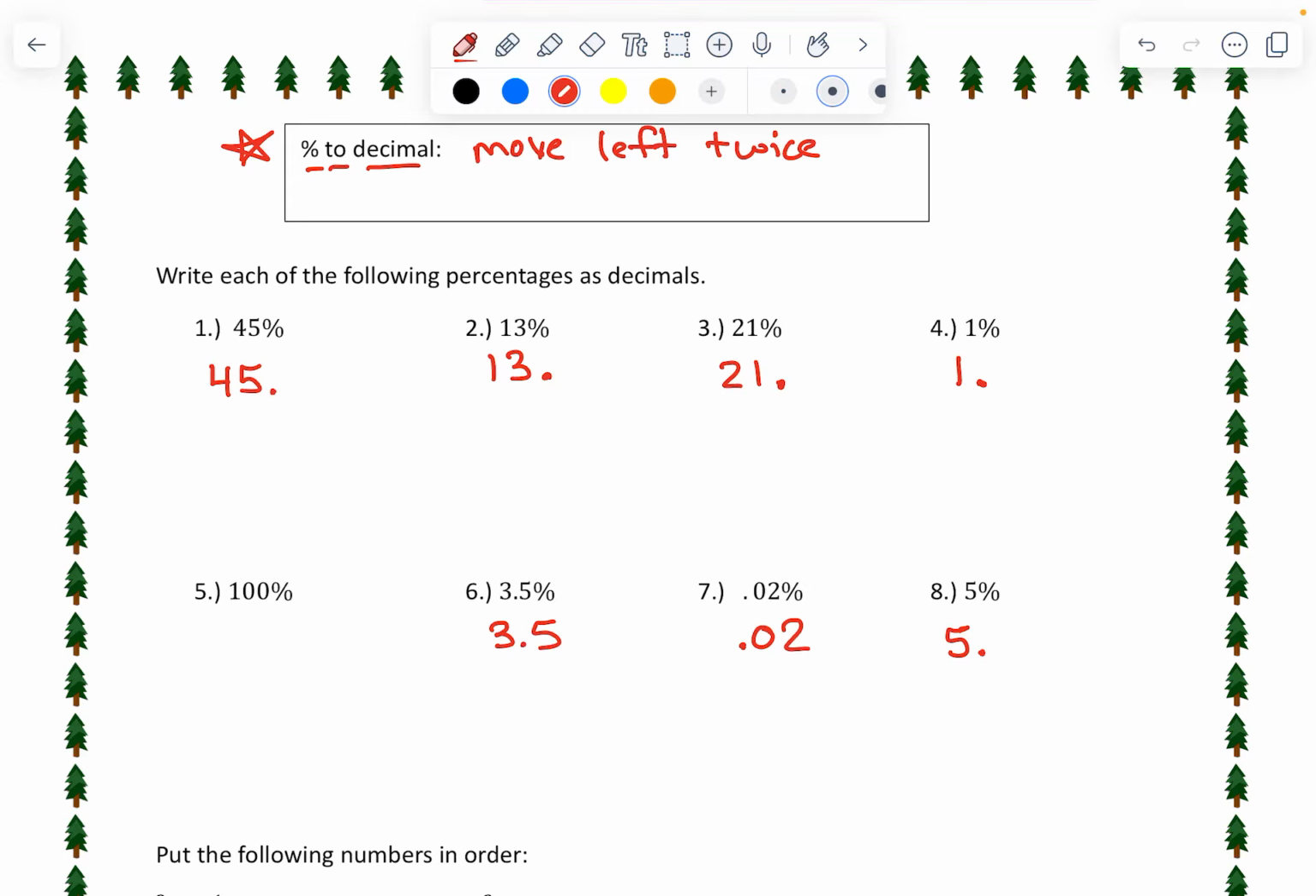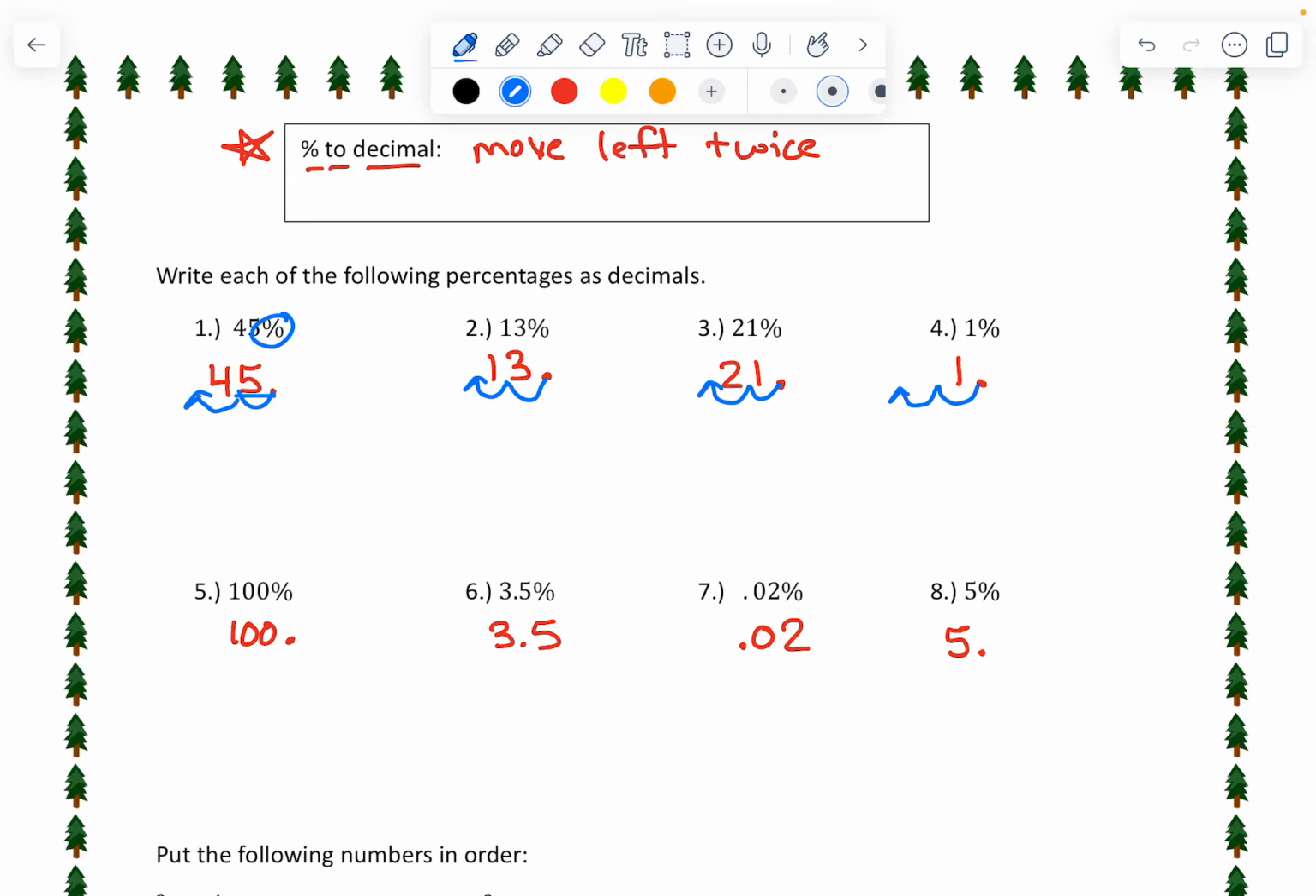3.5, 100 point. So I'm writing all my numbers so that I can see a decimal. Now what I'm going to do is take the decimal and swing it left. I'm going to handle that percent by swinging it to the left 1, 2 times. So we're going to do that for all of these. 1, 2. 1, 2. 1, 2.